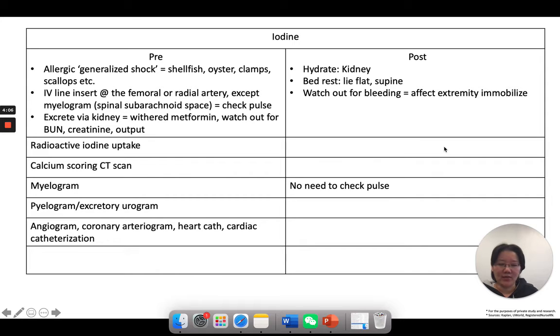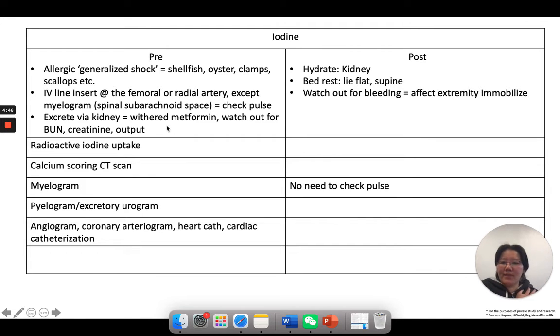In your NCLEX RN questions, if you see radioactive iodine uptake and you made a mistake on this part, just write notes here. The main points for iodine are: allergy to certain seafood, and you probably want the IV line checked, except for myelogram, because the dye is inserted into the spinal subarachnoid space, not through the artery.